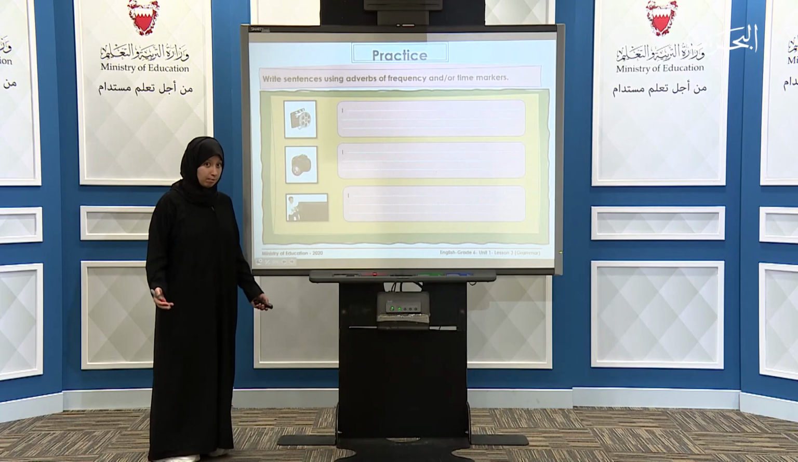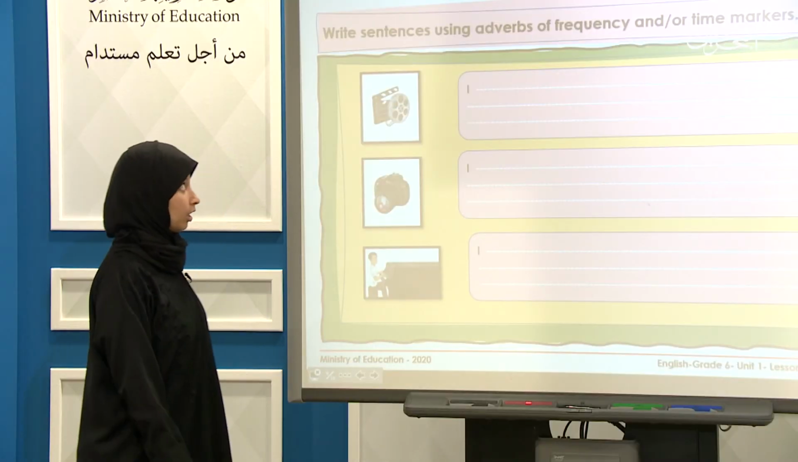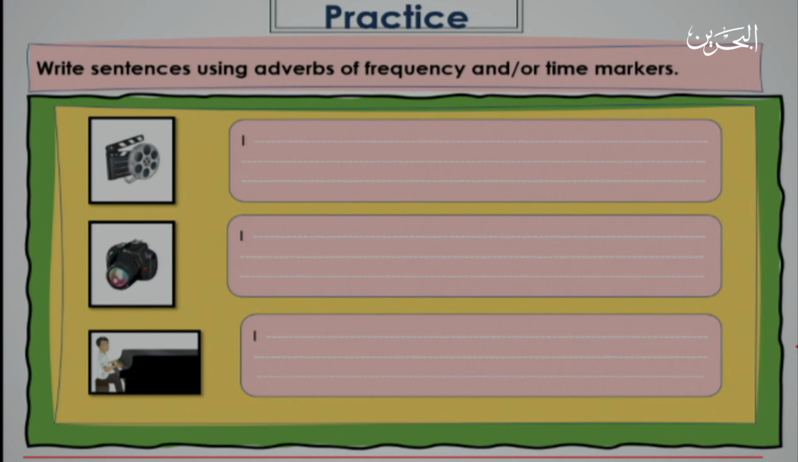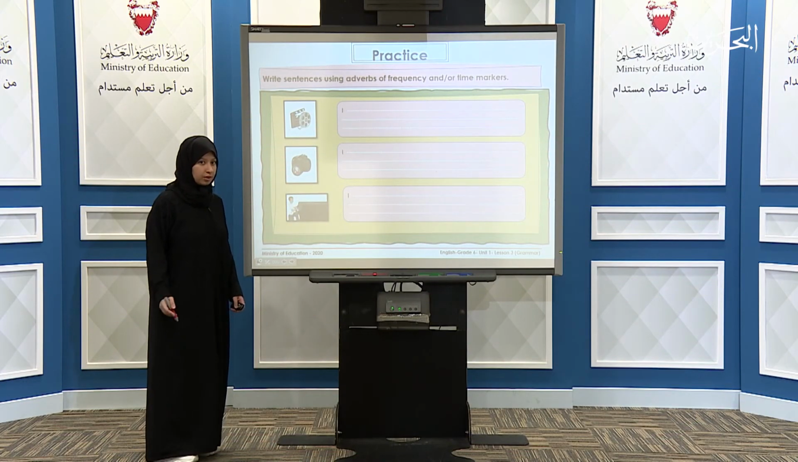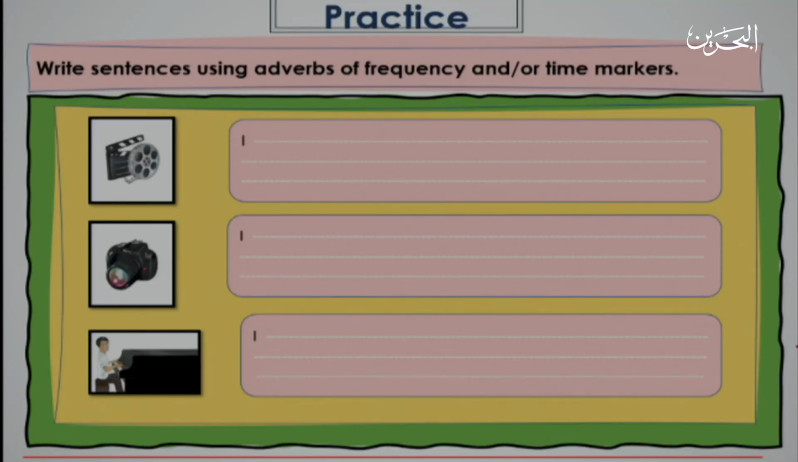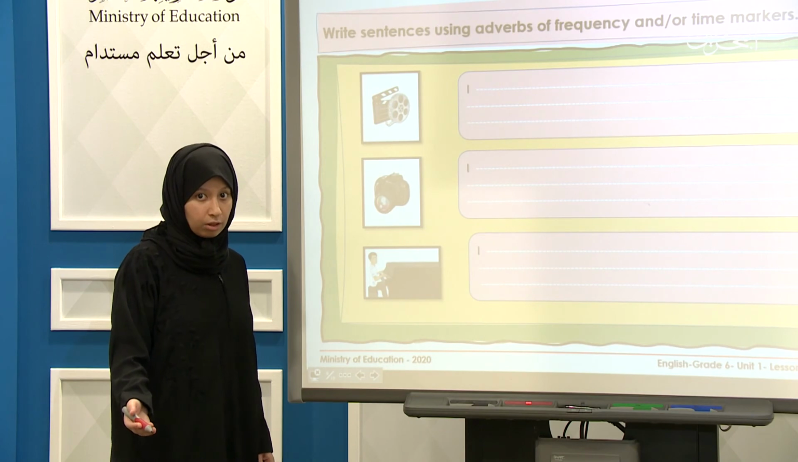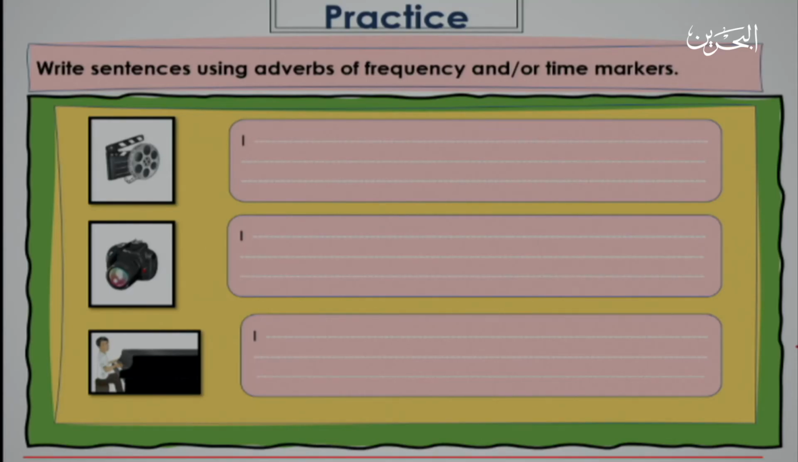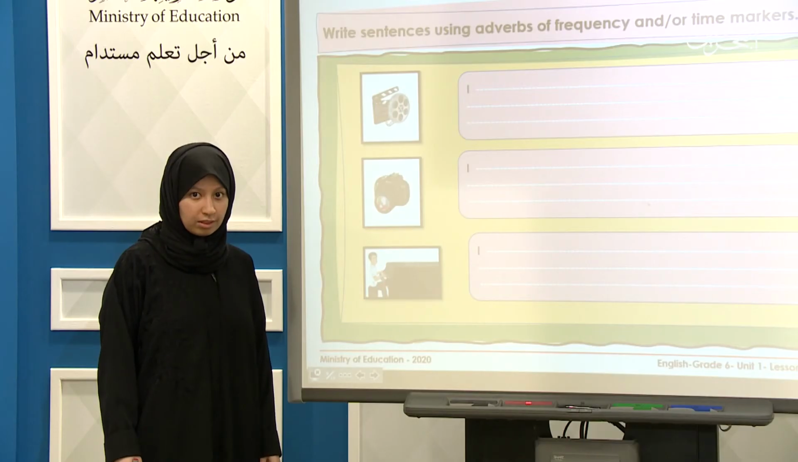Now, let's do some more practice. Write sentences using adverbs of frequency or time markers. Here, the choice is left for you if you want to use the present simple or the present continuous. You have got 6 minutes to do this task.